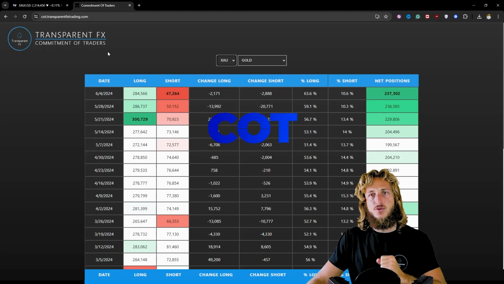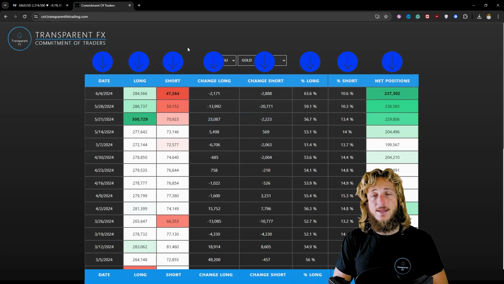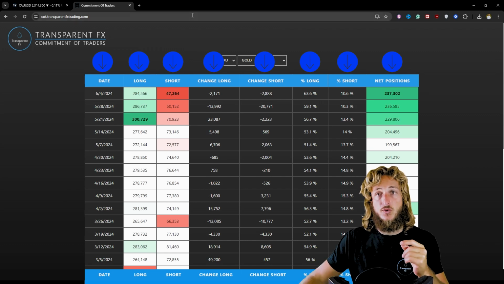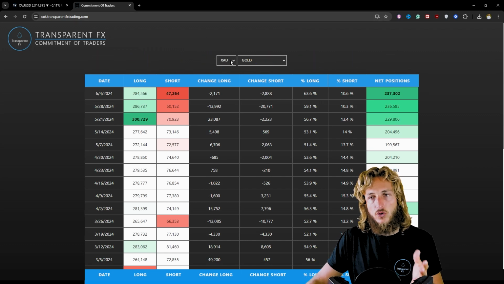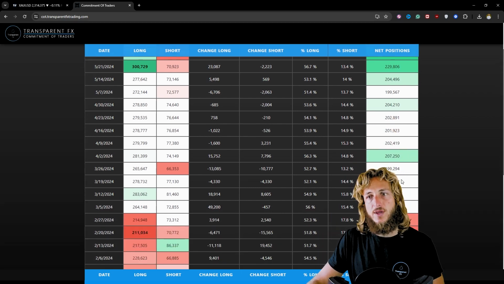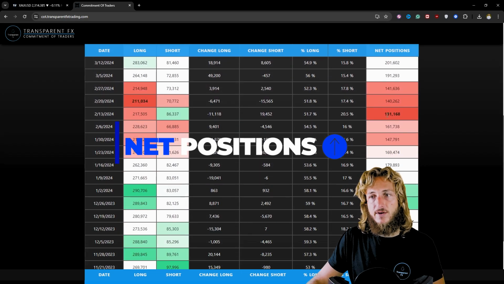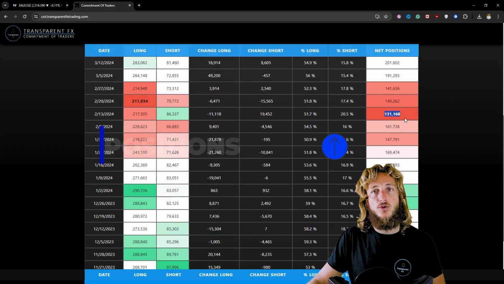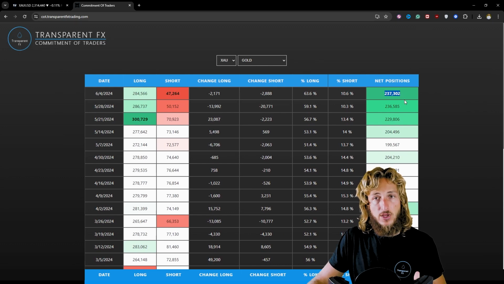So let's go and see what we have when it comes to the commitment of traders and what hedge funds and the big players, so institutions, are doing in the market on gold. Now, if we take the data on gold and look at the net positioning, what we can see is that with the last reports, we have seen a massive increase in net positions. We went from 131.1k net positions all the way up to 237.3k net positions.